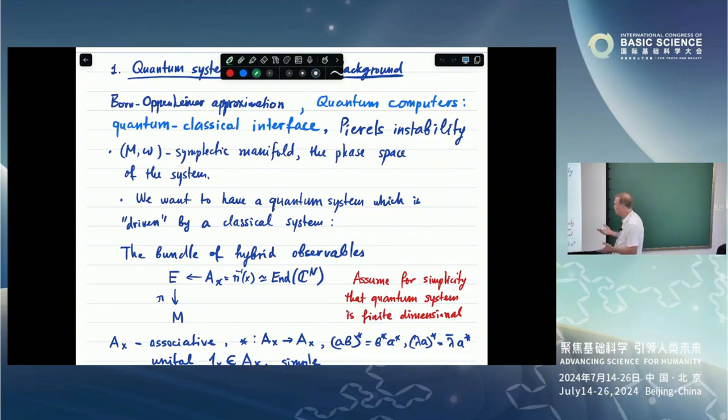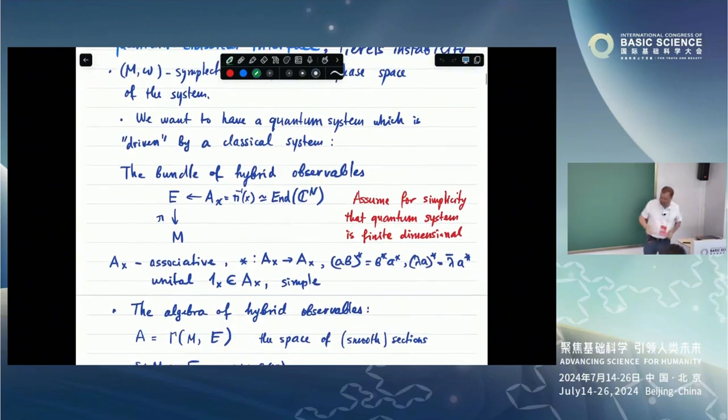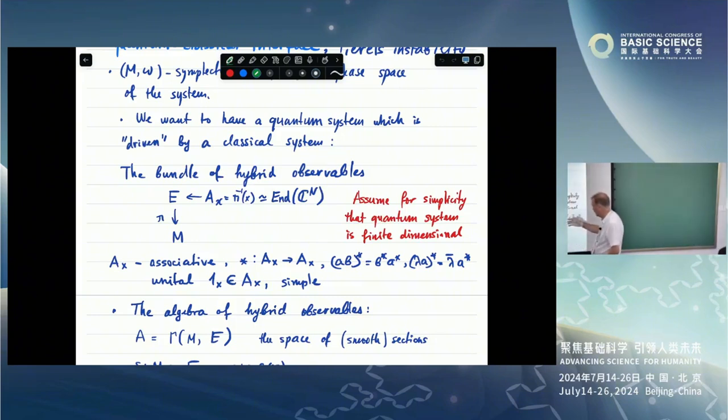Mathematically, it's the following. If you have a symplectic manifold, which is a phase space of some classical Hamiltonian system, we want to have a quantum system which is driven by a classical system on this phase space. So naturally, as you move along the phase space, over each point you have your space of states, the Hilbert space of a quantum system, but this Hilbert space, strictly speaking, is changing from point to point. So they are isomorphic, but they may be different, which means that you have a vector bundle over your symplectic manifold. And let's assume here, for simplicity, that the fibers are finite dimensional. In reality, of course, they are Hilbert spaces.